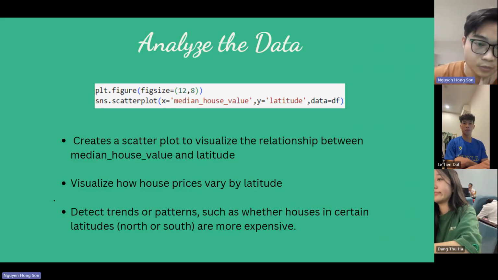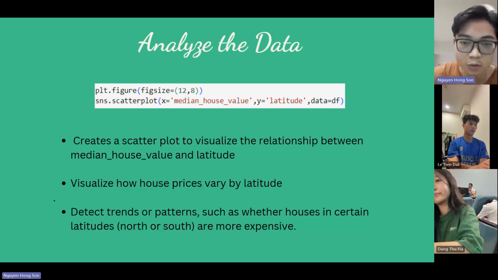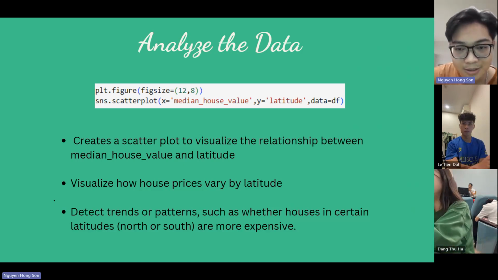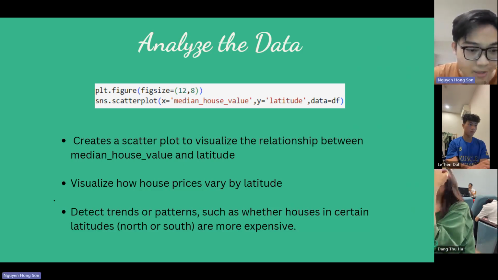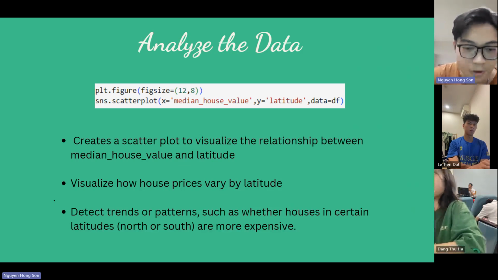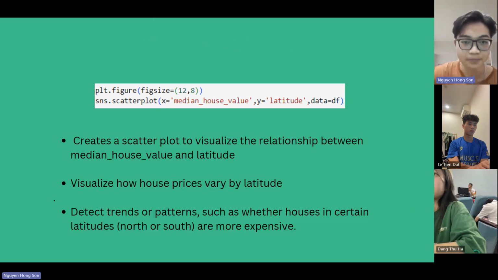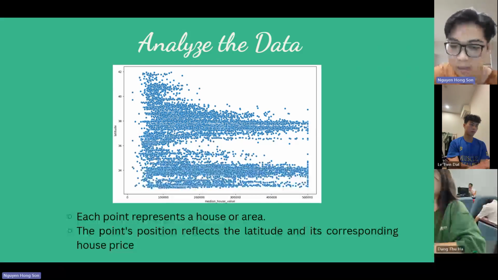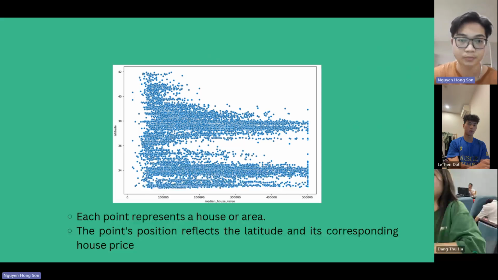This code will create a scatter plot to visualize the relationship between median house value and latitude. Second, visualize how house prices vary by latitude. And the last, detect trends or patterns, such as whether houses in certain latitudes, north or south, are more expensive. This diagram shows each point represents a house or area. The point's position reflects the latitude and its corresponding house price.